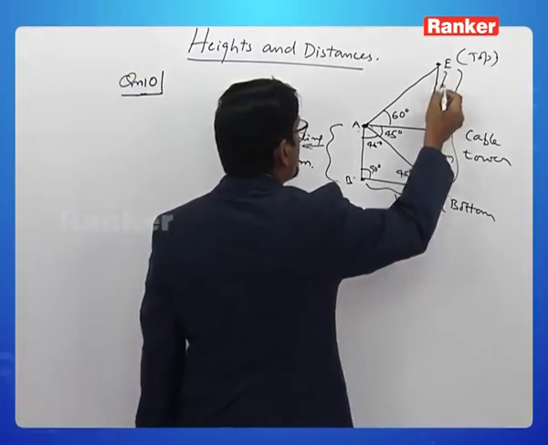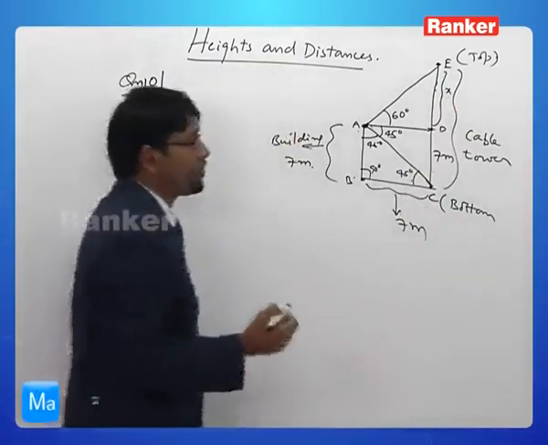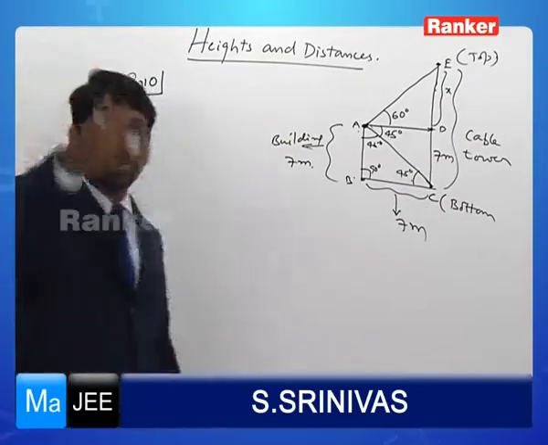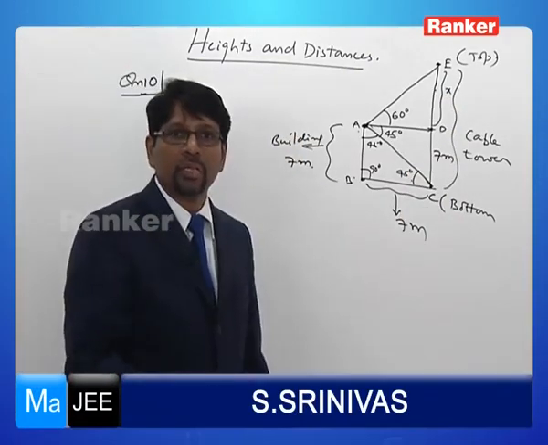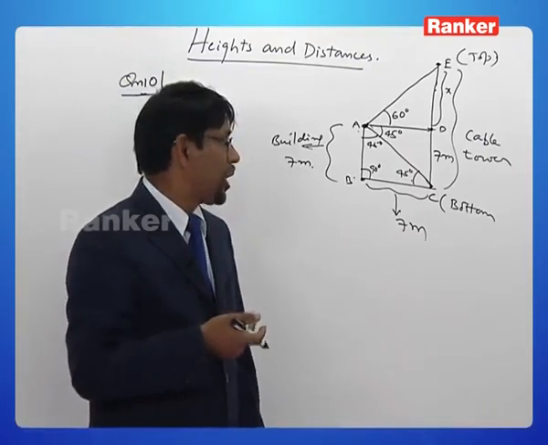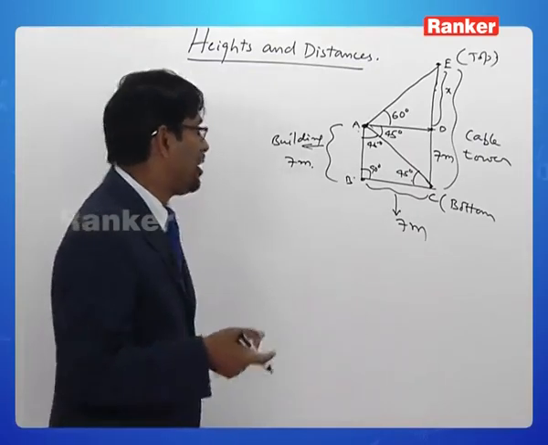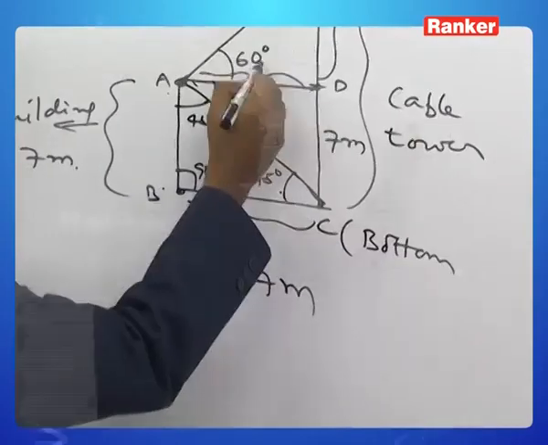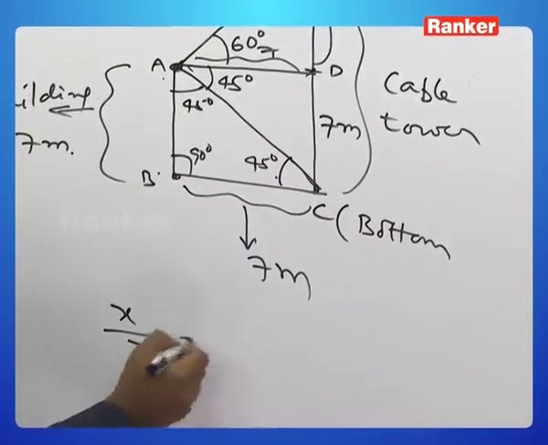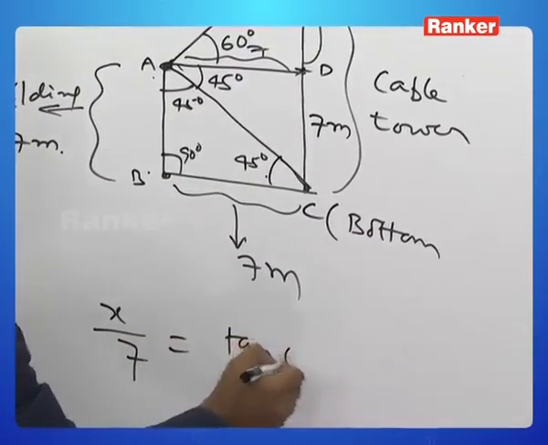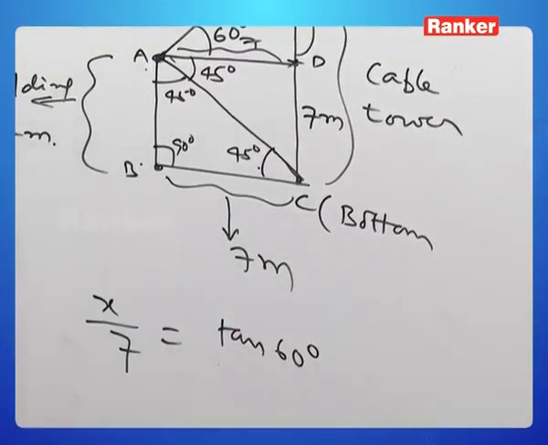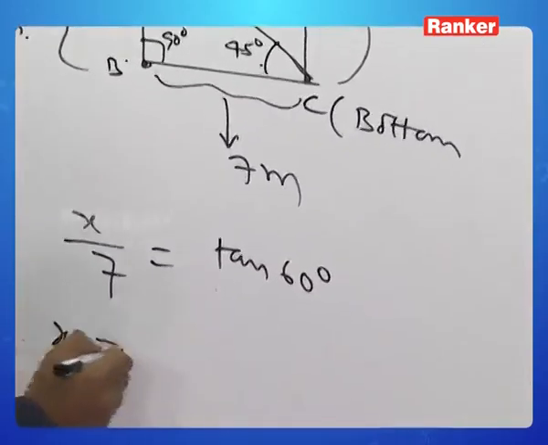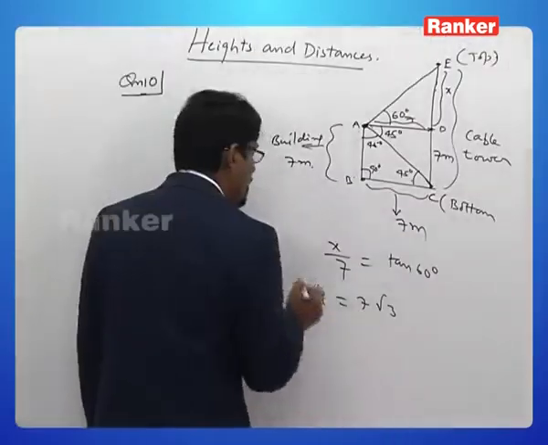Let us call this length some x. 7 plus x is the total height of the tower, so I need to find out x. Clearly, x by 7 is equal to tan 60. So what is x? 7 tan 60, that is 7 root 3.